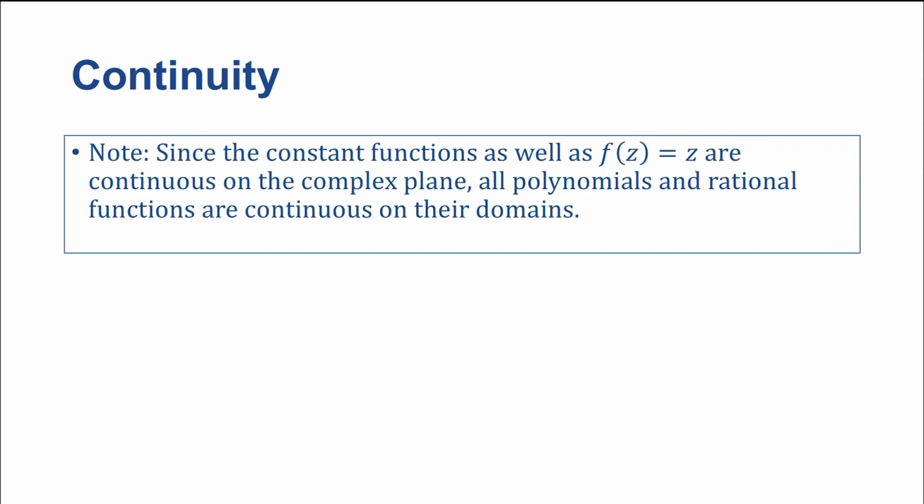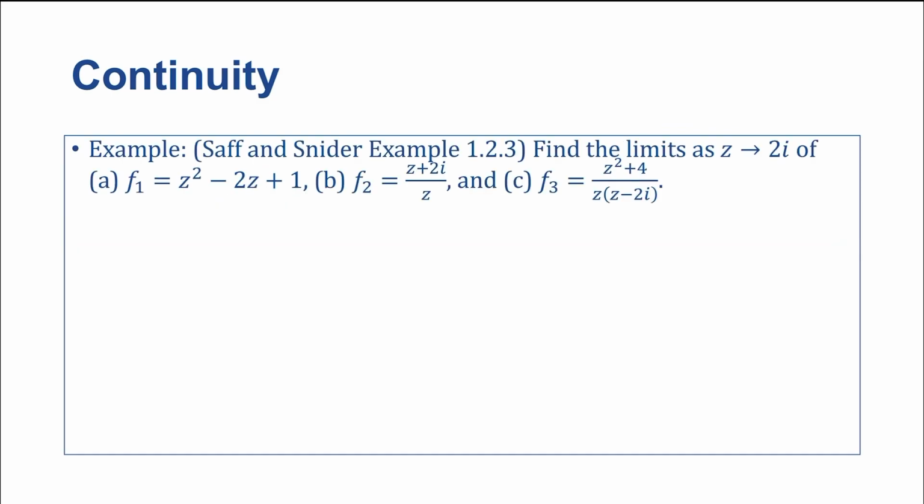So from this, you can build the polynomials, and you can also build the rational functions. And from this, we see that they're continuous on their domains, and this should be a reasonable step that we're making here. And then finally, we can finish off with a little bit of an example, considering Stahl and Snyder's example 1.2.3. This is a three-parter, quite the doozy, but not really, because it's just plugging in some numbers.